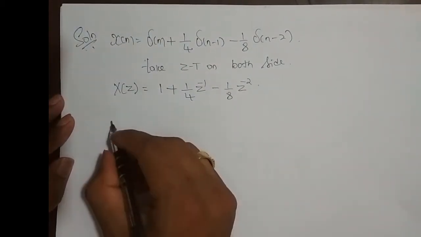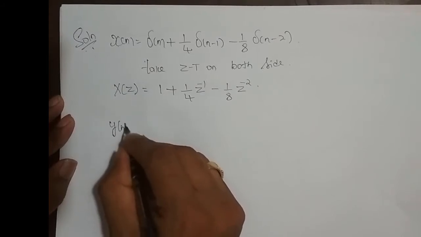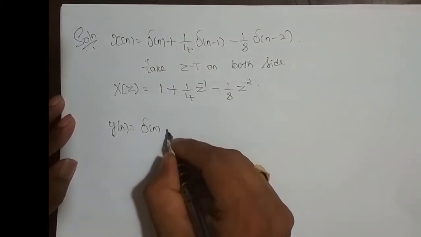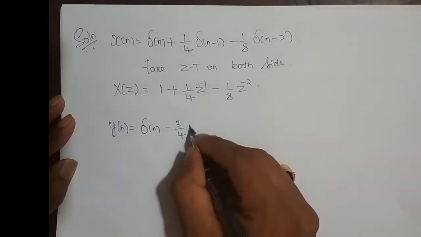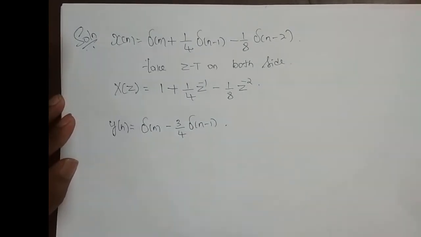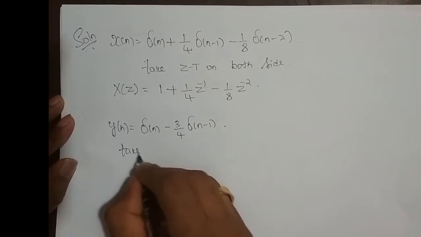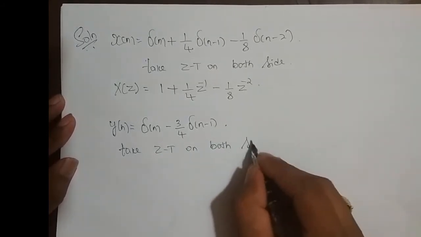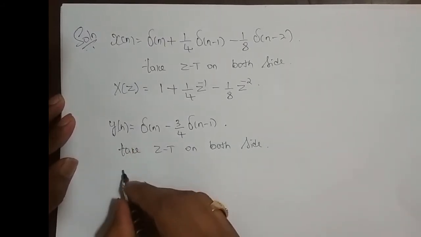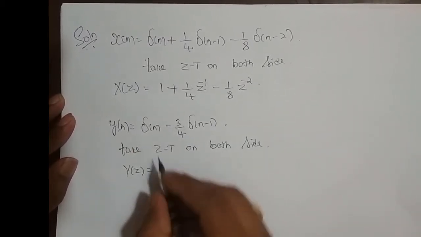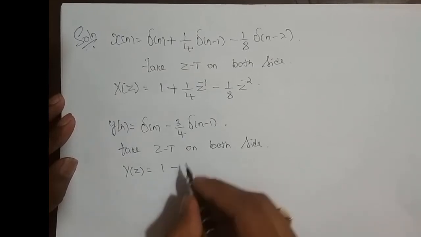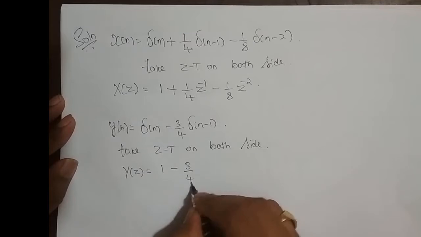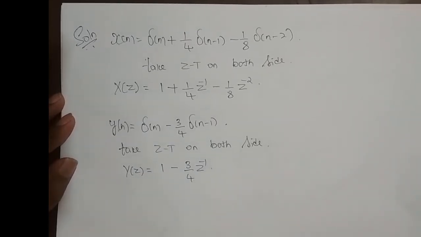Fine. So what is the output given? The given output is y of n equal to delta of n minus 3 by 4 into delta of n minus 1. We take the z transform on both sides. So what do we get? The z transform of y of n is Y of z, equal to the z transform of delta of n, which is 1, minus the z transform of 3 by 4 delta of n minus 1, which is 3 by 4 into z power minus 1.